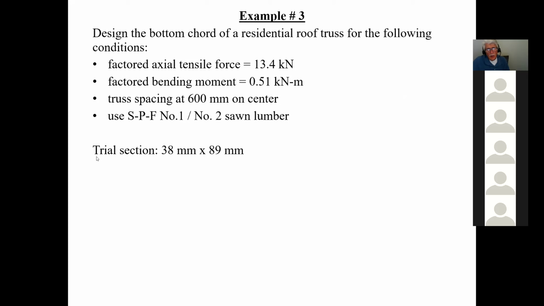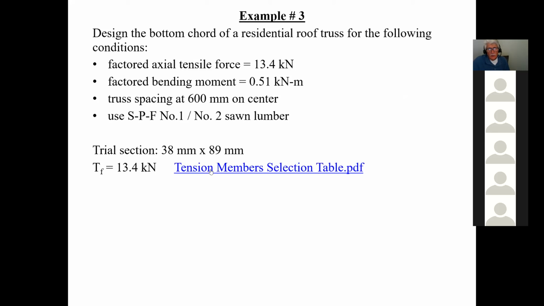And now I'm going to try a 38 by 89. I'm going to try a 2x4 and see if it works, because these things are done by trial and error. In other words, you try one. If it works, you're happy. If it doesn't work, well, it's an error. Change size.